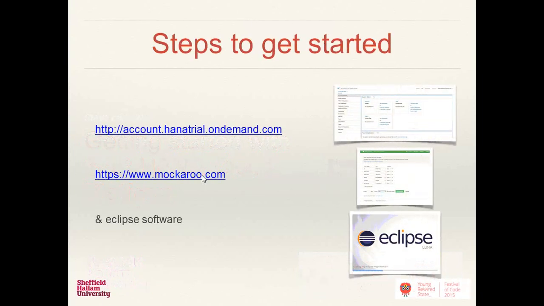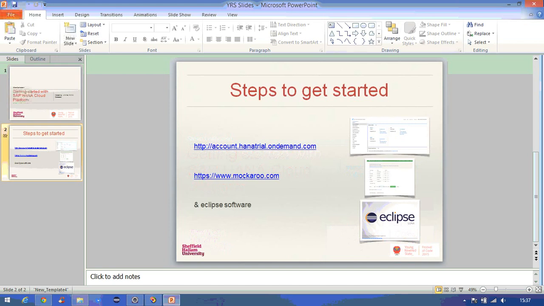We're going to need some tools to be doing that, so we're going to need access to our HANA trial account, account.hanatrial.ondemand.com. We're going to be using a website called mockaroo.com to generate some sample data, and we're going to be using our Eclipse platform. So let's get cracking.